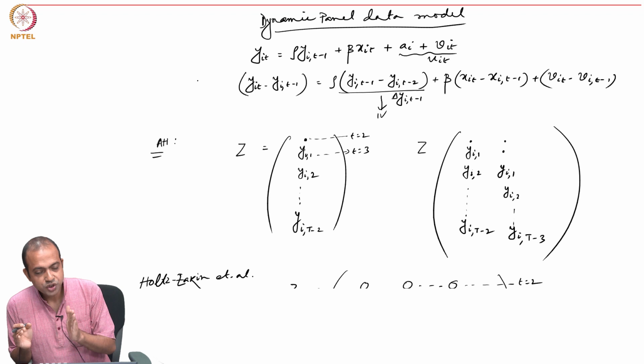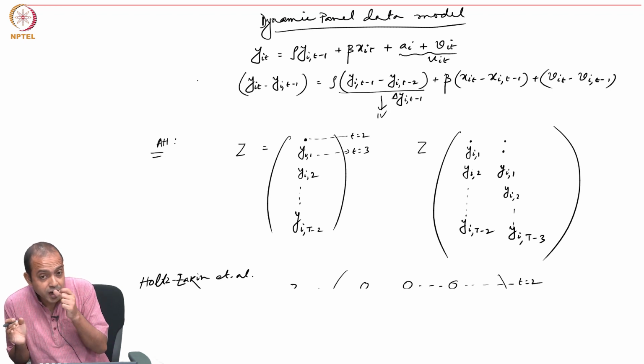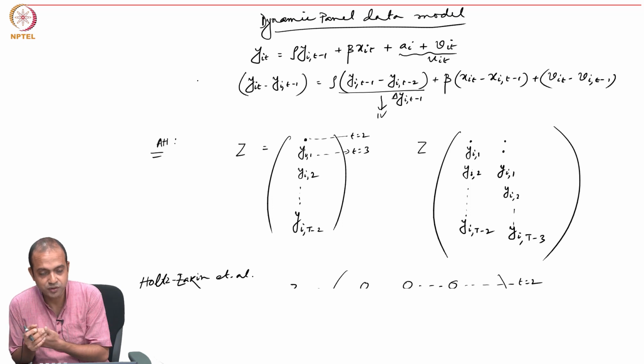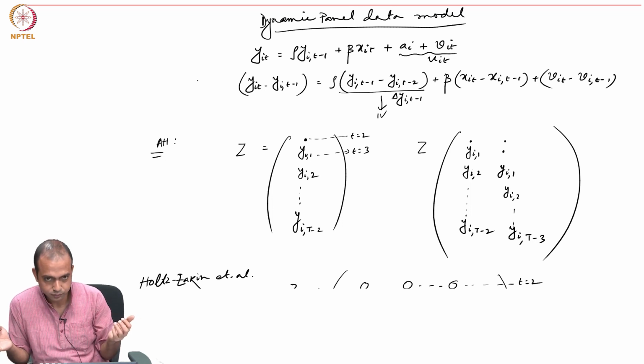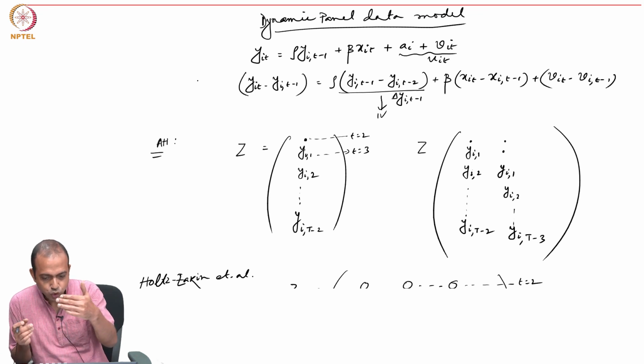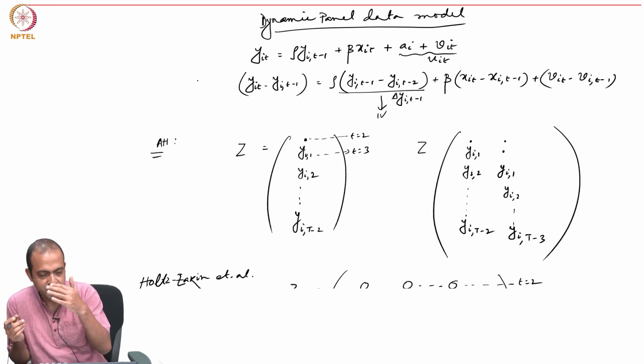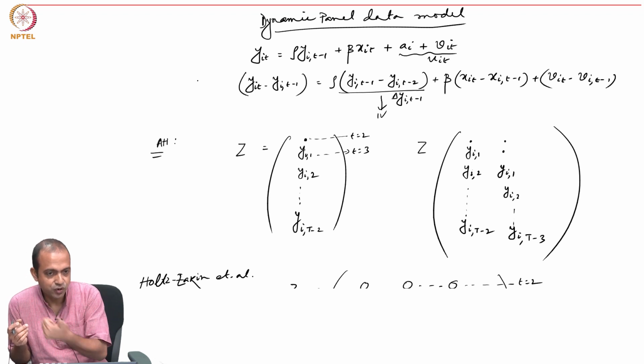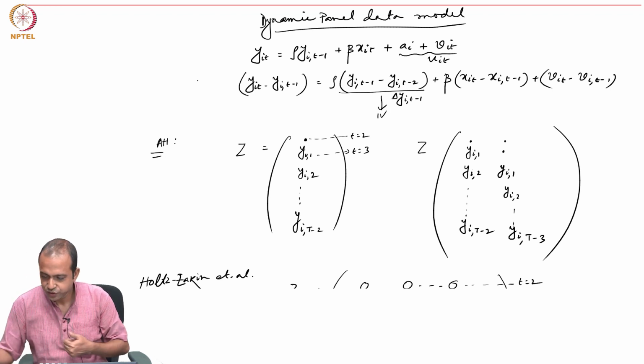And then we said that autocorrelation and heteroscedasticity will be there within each of these individuals, but not across. Within each of the individuals, but not across. So, these are the contexts, these are the assumptions that define the Arellano-Bond context for dynamic panel data model, right.